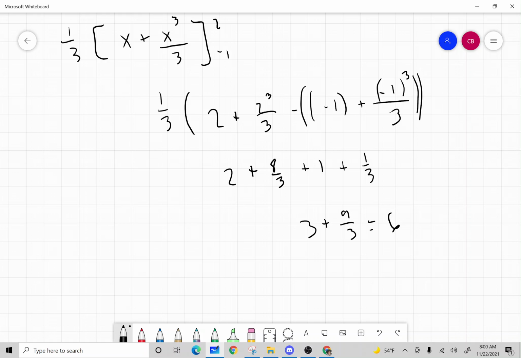And so 6 times 1/3 is equal to 2. Let's make sure this is correct. Yes, so 2 is your average value for this. And that would be how you go about calculating this for this problem.